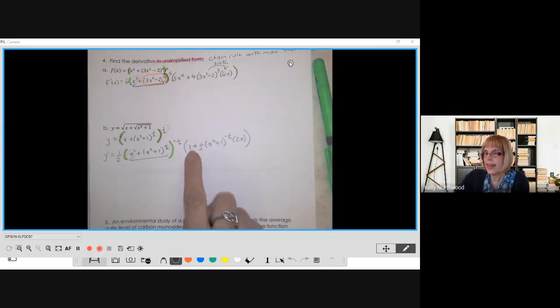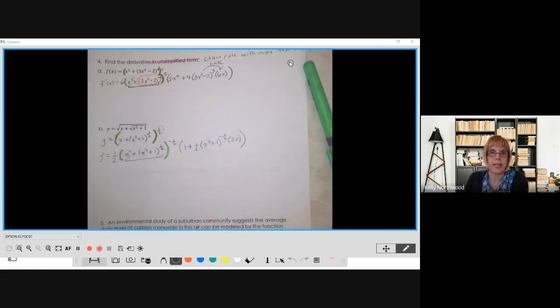Okay, so that order of operations says I would multiply, write all this before I would add the 1, and we're not simplifying anyway. So that's the unsimplified derivative.